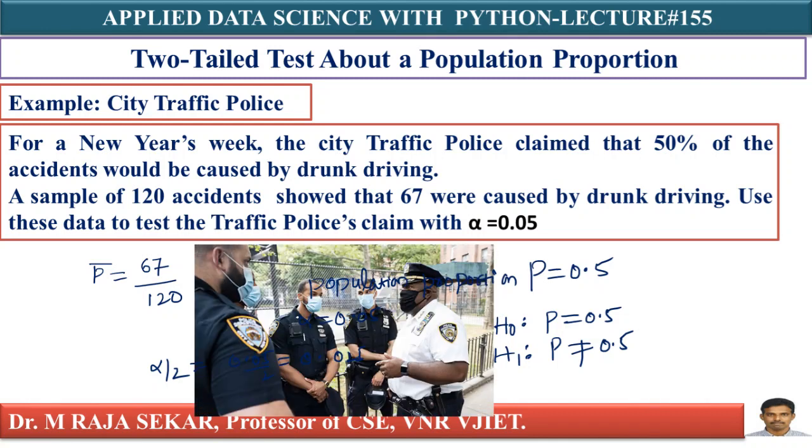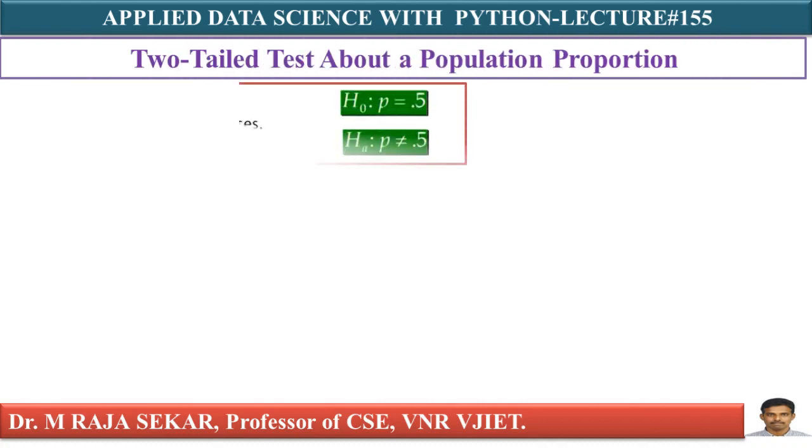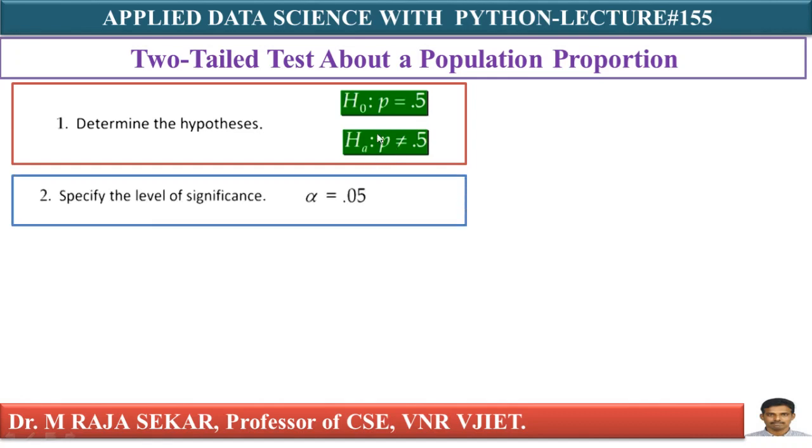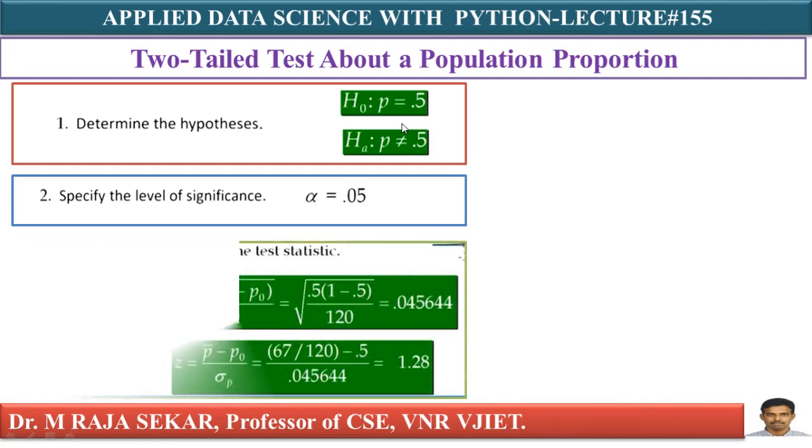Now let me proceed further. We will try to understand. Just see here what's happening. This is my hypothesis, as I told you, p equal to 0.5. This is the null hypothesis. Let me assume this is my null hypothesis, and this is my alternative hypothesis, p is not equal to 0.5, and level of significance alpha equal to 0.05.